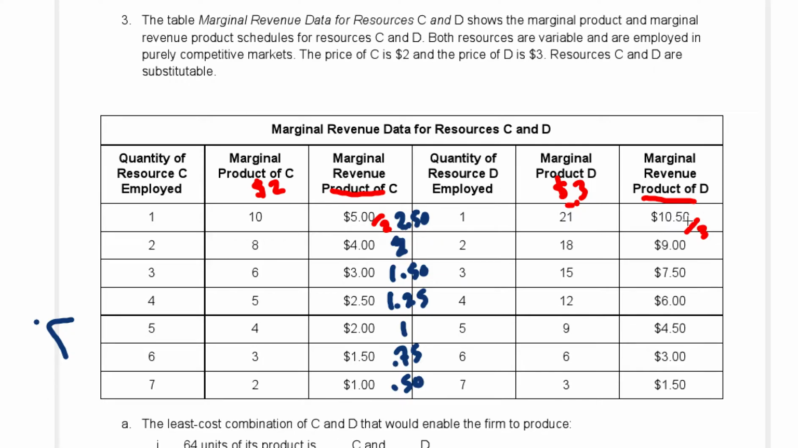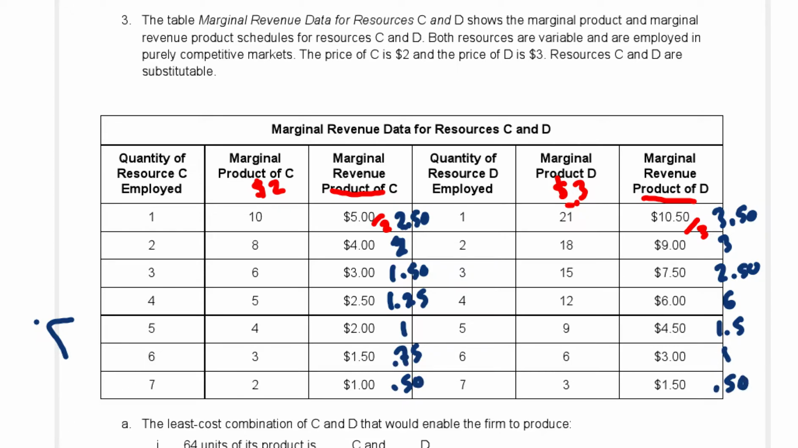Okay, and these ones I'm dividing all by 3. So 10.50 divided by 3 is 3.50. 9 divided by 3 is $3. 7.50 divided by 3 is 2.50. 6 divided by 3 is 2. 4.50 divided by 3 is 1.5. 3 divided by 3 is 1. And $1.50 divided by 3 is 50 cents.